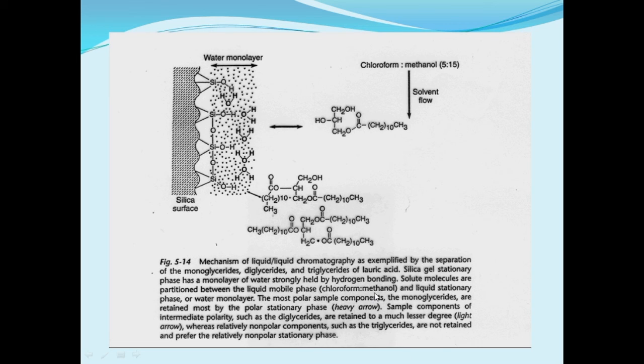Here is the liquid mobile phase, chloroform methanol, and the liquid stationary phase or water monolayer. This is the silica surface. The most polar sample component, the monoglyceride, is retained most by the polar stationary phase, the heavy arrow. Sample components of intermediate polarities such as diglyceride are retained to a much lesser degree.